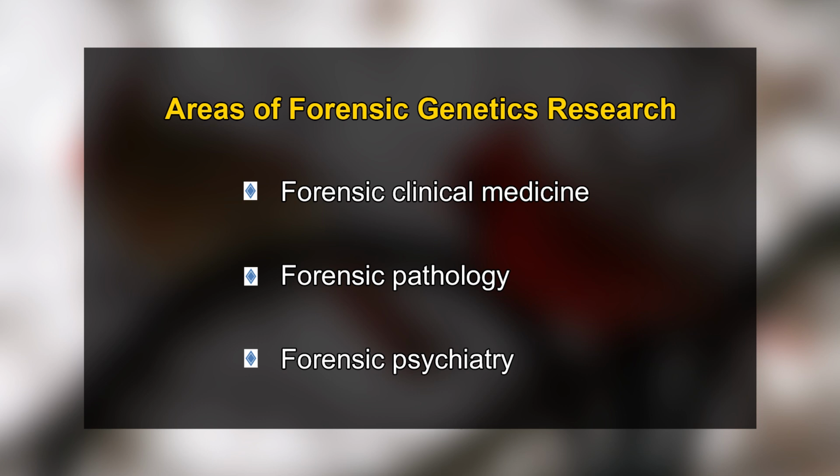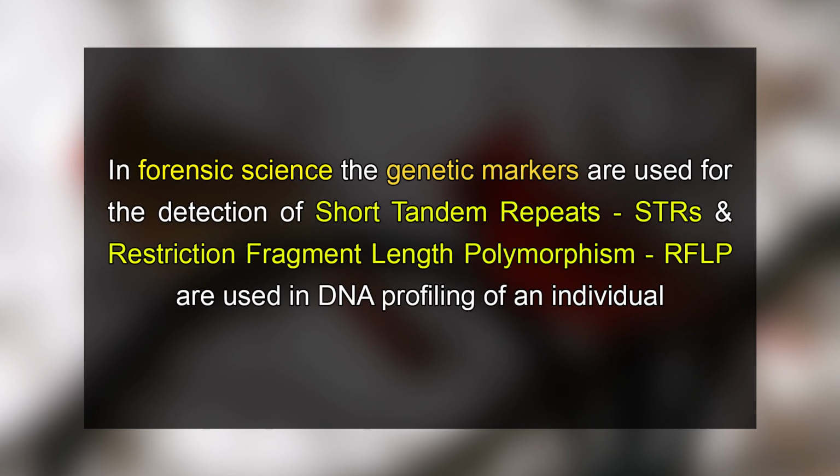The scope of forensic genetics research is no longer limited to conventional determination of kinship and individual identification. Instead, it has steadily branched out into areas such as forensic clinical medicine, forensic pathology, and forensic psychiatry, yielding many new findings and applications. In forensic science, genetic markers are used for the detection of short tandem repeats, and restriction fragment length polymorphisms are used in DNA profiling of an individual. They are used to solve paternity disputes and are useful in gene mapping. Also, these help in the characterization of genetic diversity.